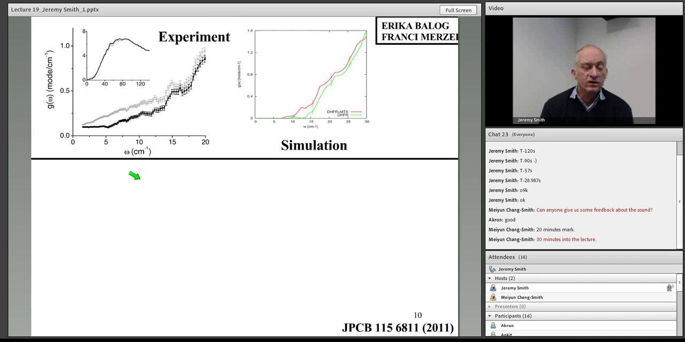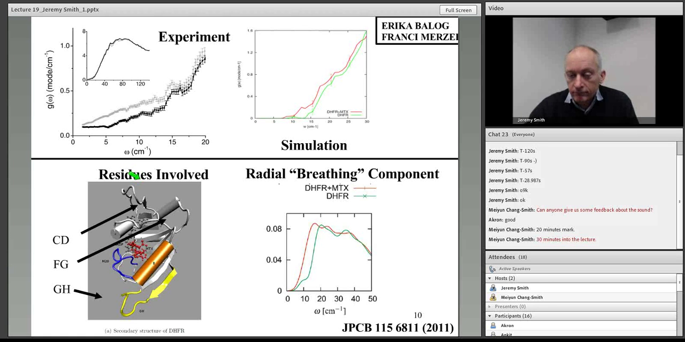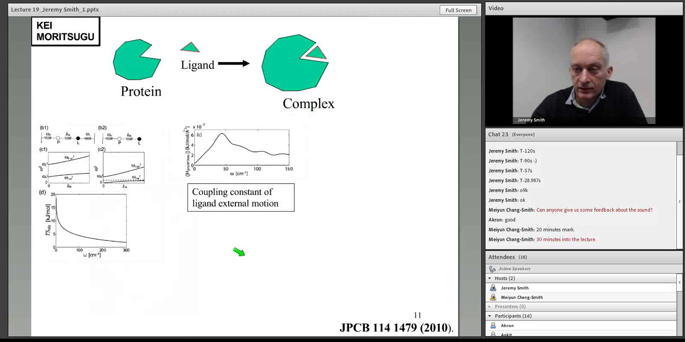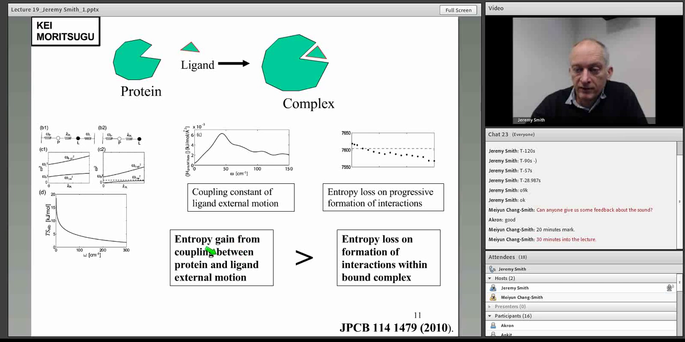So what we have to do is decompose the simulation. We have to analyze the simulation to find out what's happening. So I'm going to show a couple of results. Firstly, that there's a breathing component, a kind of radial component in the protein. Here's the protein. And there's breathing modes that tend to be affected. That's what's shown here. But also the physical origin. Briefly discuss that without going into any detail. Here's the reference to it. Why does the protein soften?